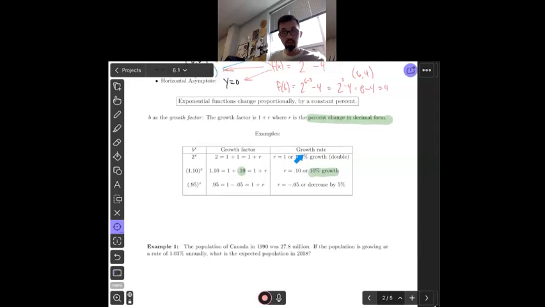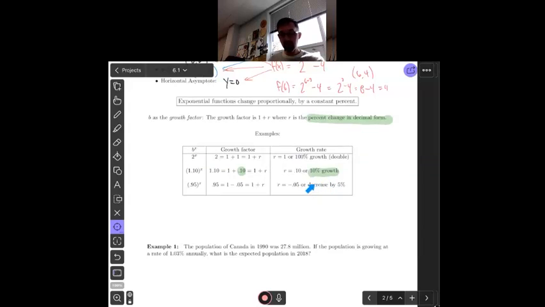100% growth means doubling. That's kind of a weird thing, right? 100% growth actually relates to a 2 because you're taking the 1 you originally had plus 1 more. So a 100% growth rate would actually be a 2. So that's what that parent function represents, is 100% growth, if you're doubling every time.